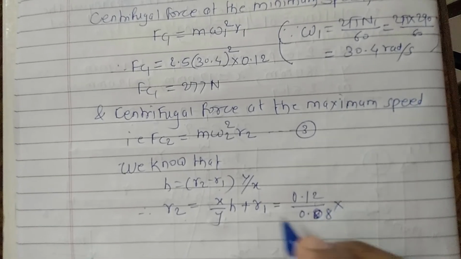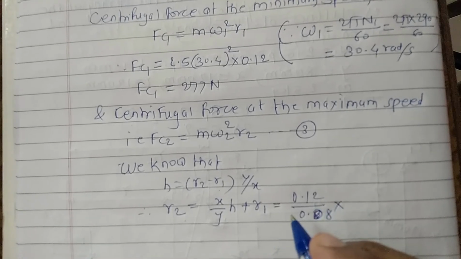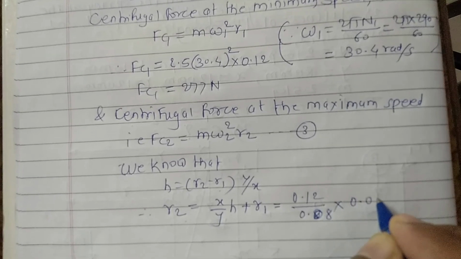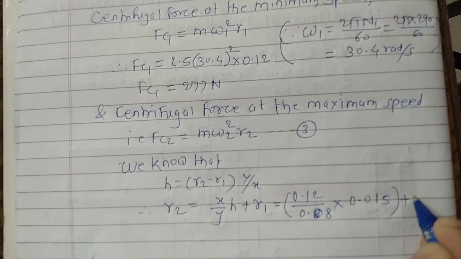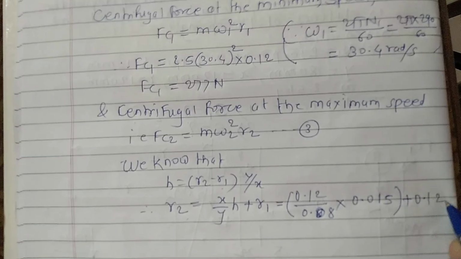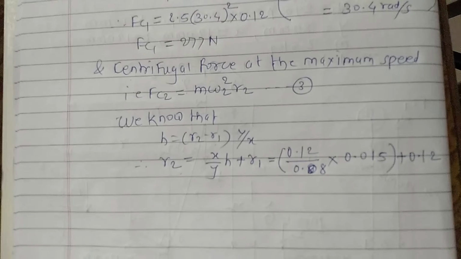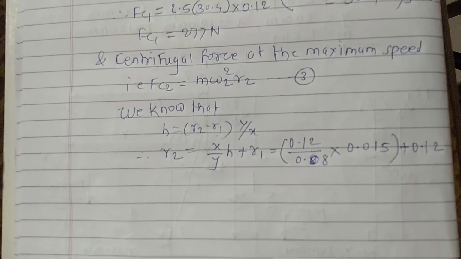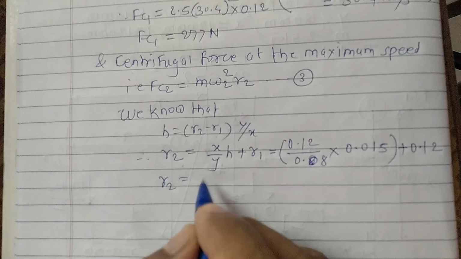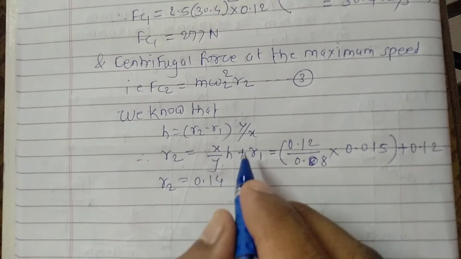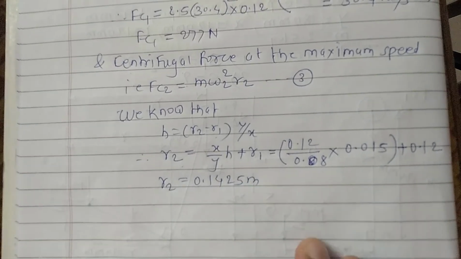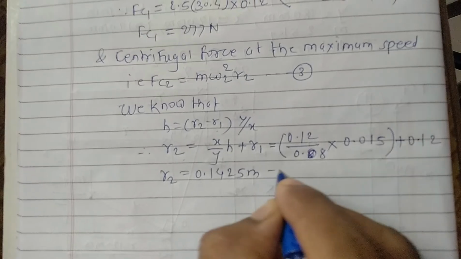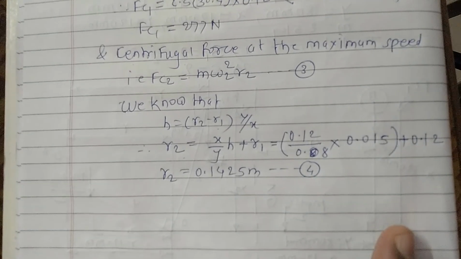What's about the height of the governor? H is 0.015. Okay, the radius of rotation is already given, how much? 120 mm. Just convert that also into meters. So after simplification, what do we get? We can get the radius of rotation as 0.1425 meter.